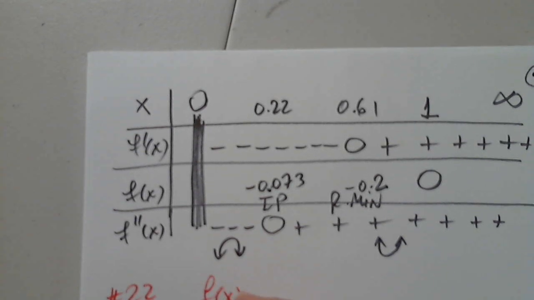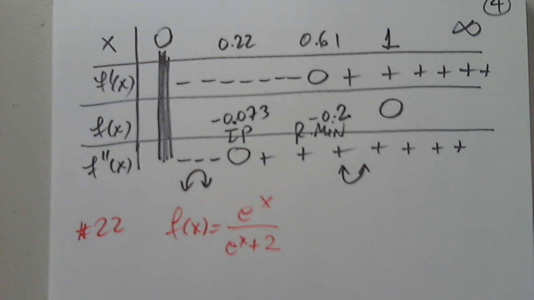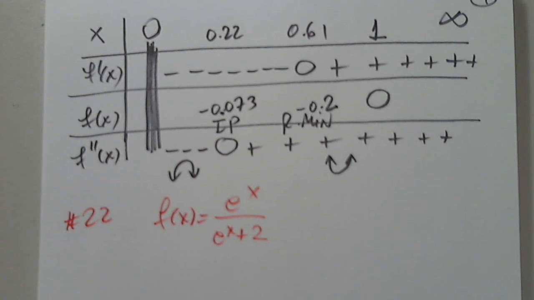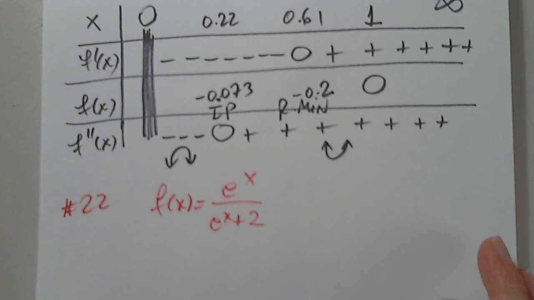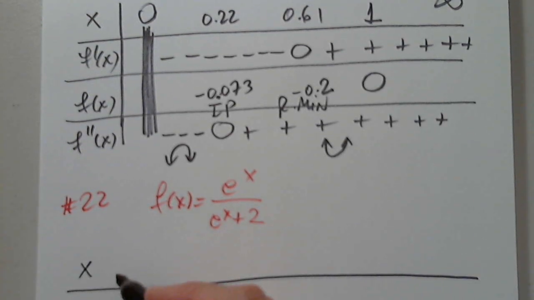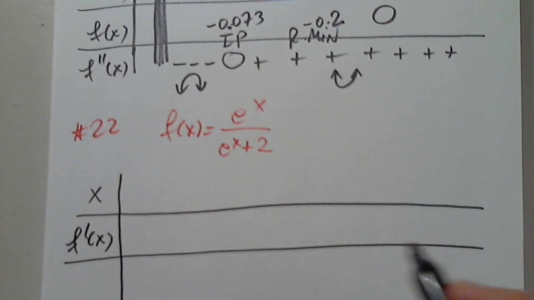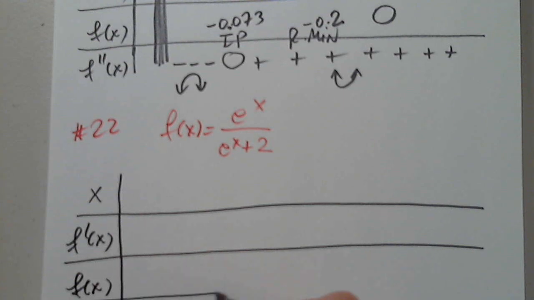So f of x equals e to the x over e to the x plus 2. So we're asked everything. Since I'm asked everything, without the graph, not yet. We're going to graph, but we're going to start with easier, simpler situations. So we have f prime, we have f of x, and we have the second derivative.